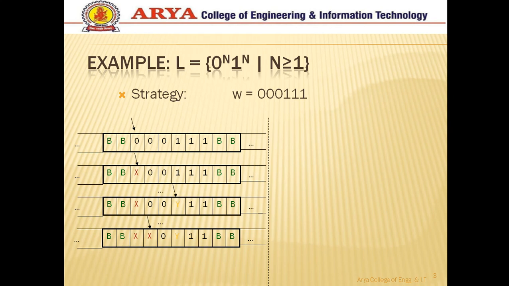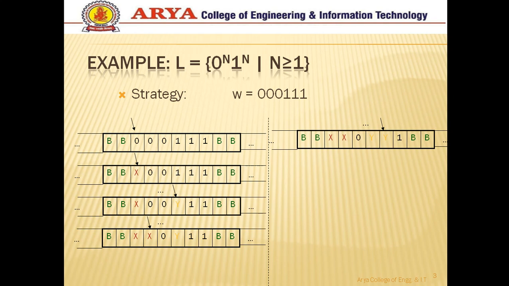Then we can continue this process. This x is replaced by x and we move in the right direction. On the right direction, 0 is present. This 0 is replaced by x, move right. On the right direction, 0 is present, then 0 is replaced by 0, move right. Here y is present, this y is replaced by y, move right.